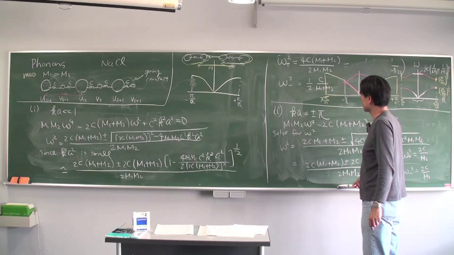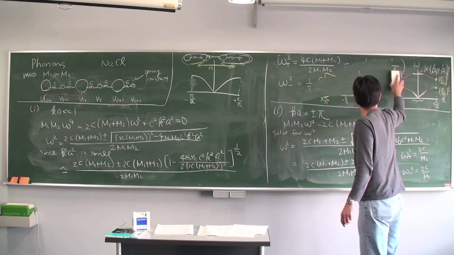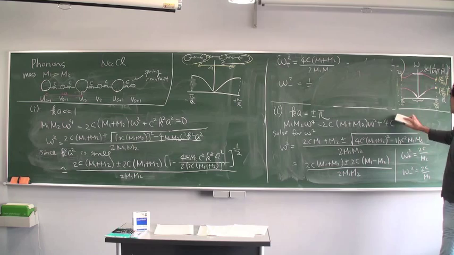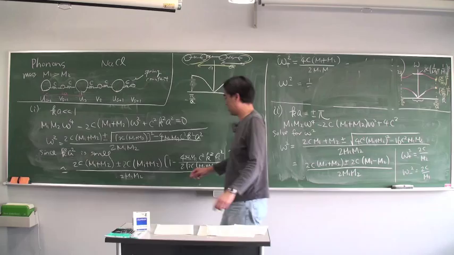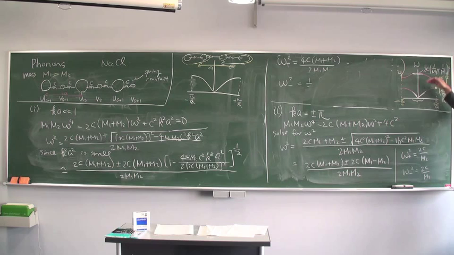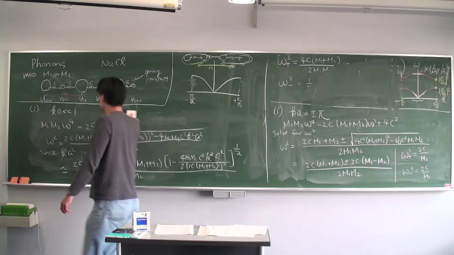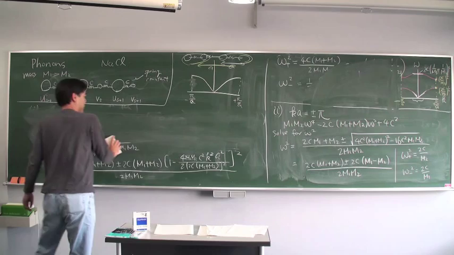So, back to this dispersion curve. Let's think about the difference between this branch and this branch. When there's a mass difference, clearly there's a band gap, a phonon energy gap, and there are two branches. So let's think about what those phonons are.